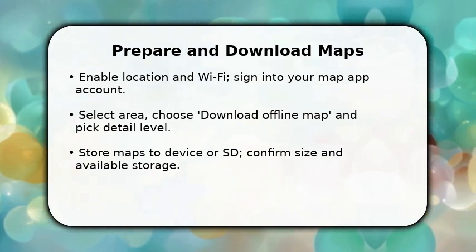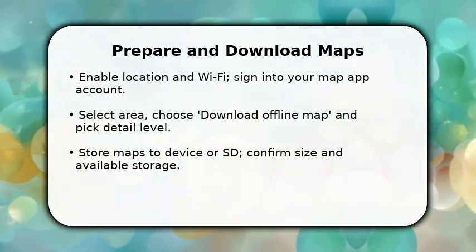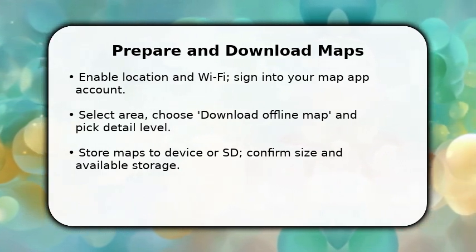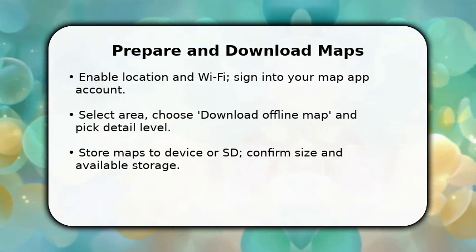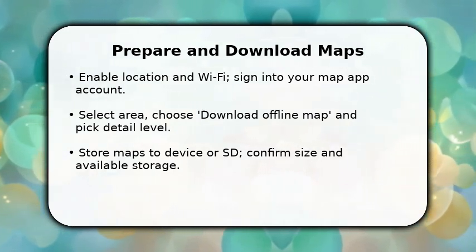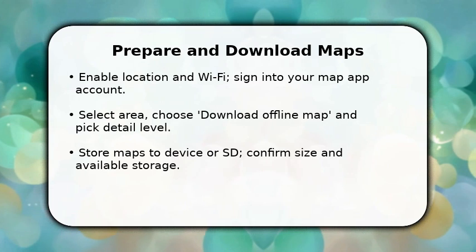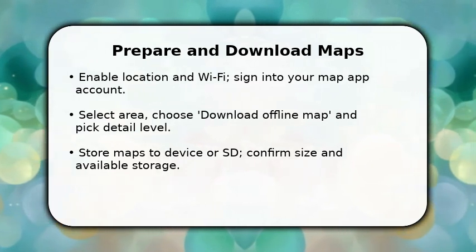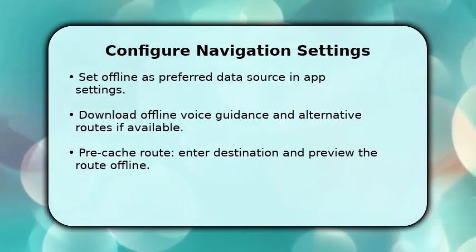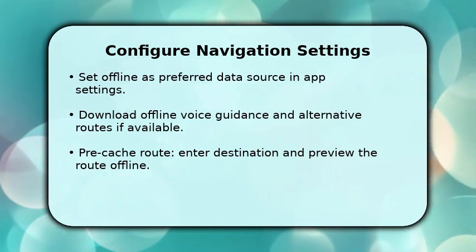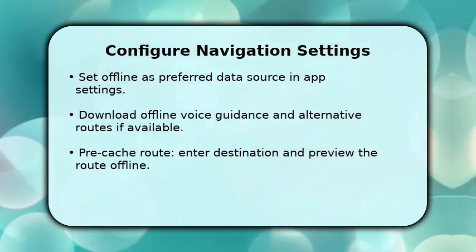Once done, select storage location, internal or SD, and confirm the download fits free space. Make sure the map shows a completion indicator before you go offline. Next, configure how navigation will use your downloaded files. Go into Settings and set offline as the preferred data source so the app favors local maps. Enable offline voice guidance and any downloaded traffic packs.